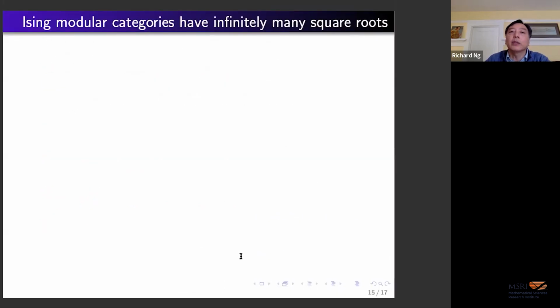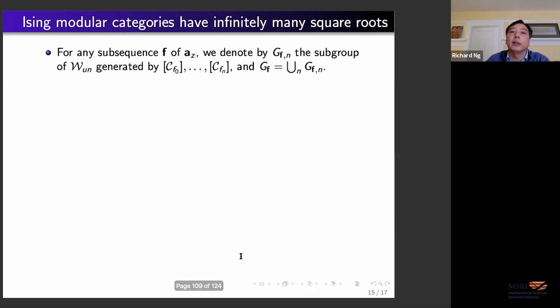Once you have such a sequence, we need the format of this sequence. Any subsequence of this sequence will work fine, but I need a sequence like that at the beginning. So I take any subsequence of this specific sequence a_z, which is parameterized by z, a non-negative integer.